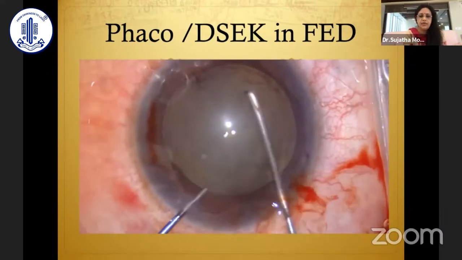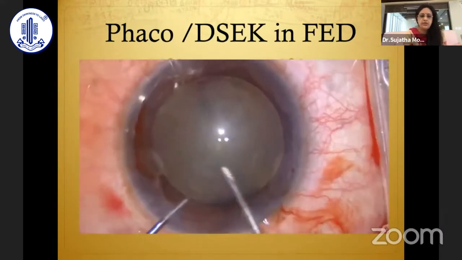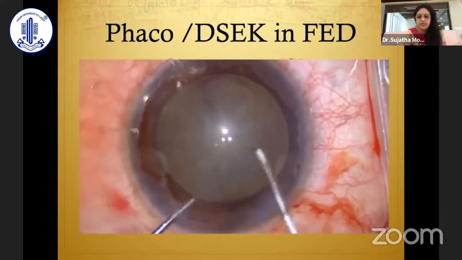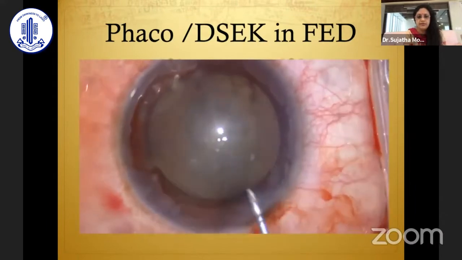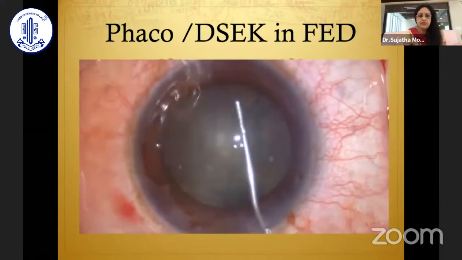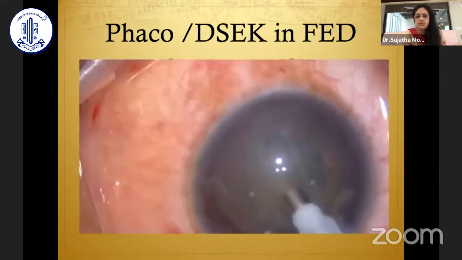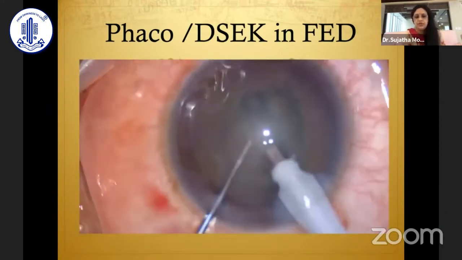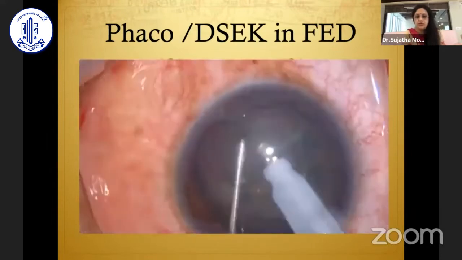You don't really have to worry about the endothelium in this case because I'm going to do a lamellar transplant. And we can actually use trypan blue because it gives better visualization, and in this case, I've not used it. Gentle phacoemulsification. You don't want to have any complications in these procedures because you're planning a triple procedure. You just want to make sure that everything goes well.